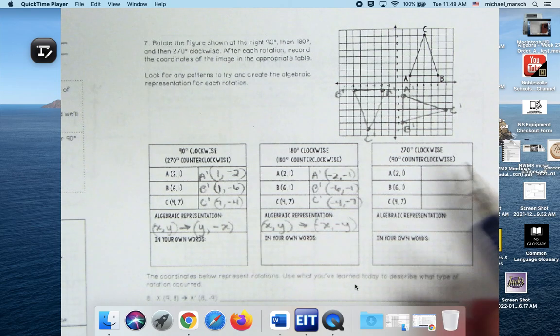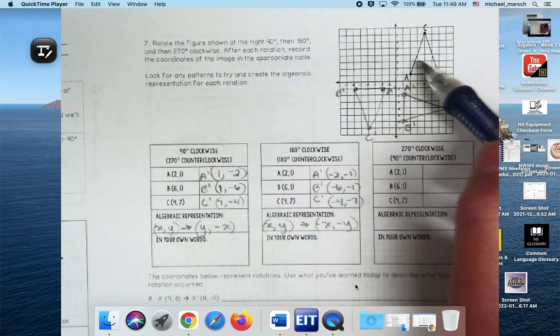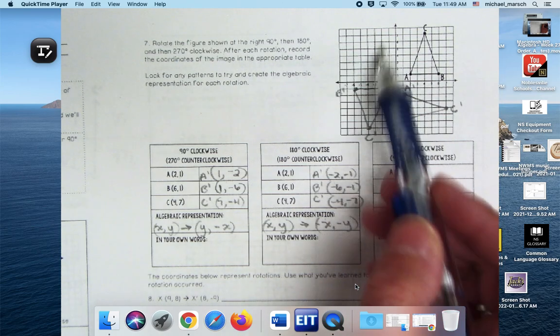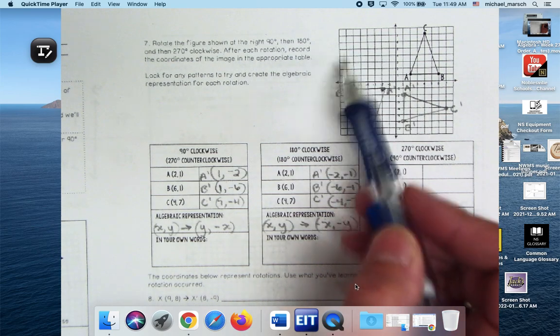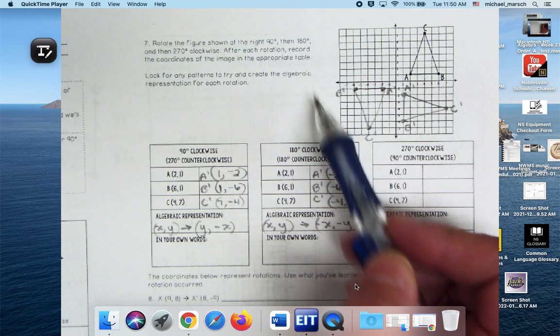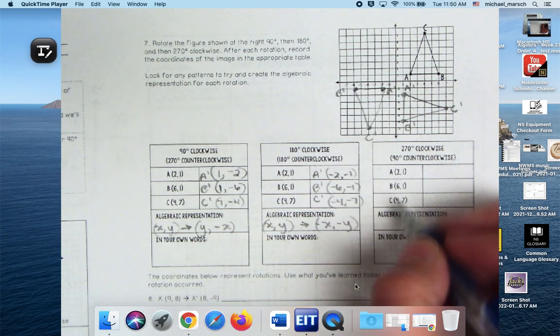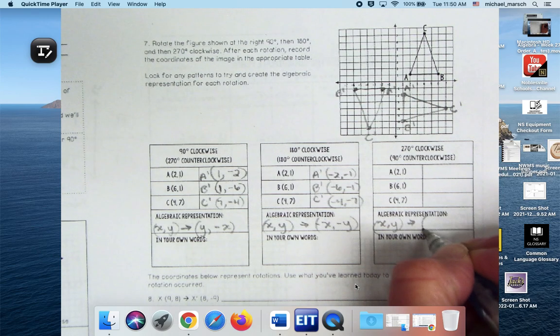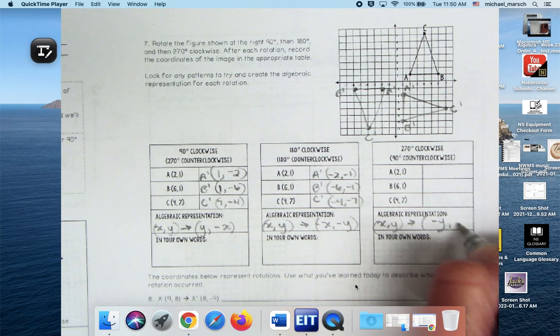And then for 270 clockwise, if we're going to go three quadrants, it's going to be facing this way. C is going to be out here because I'm rotating it this way again. The algebraic representation for this one is opposite y, x.